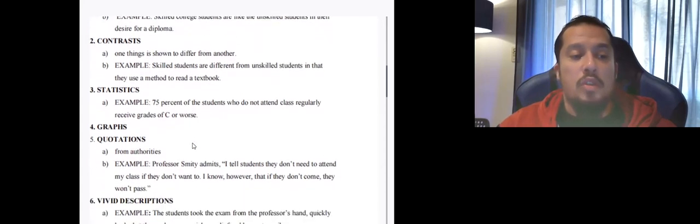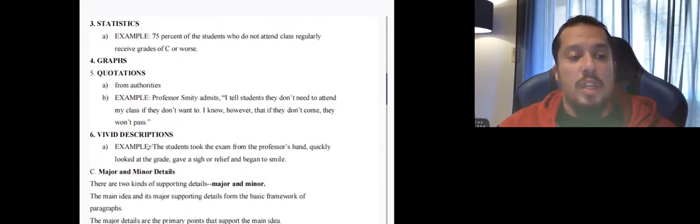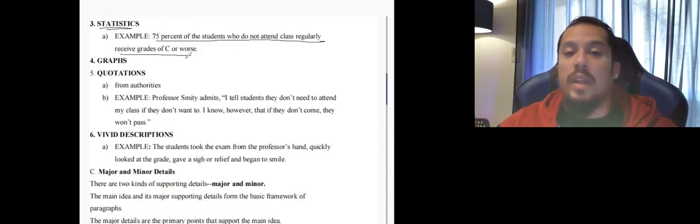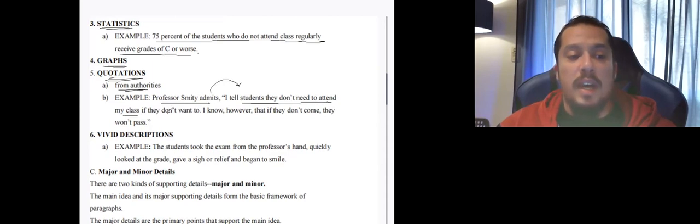Like we can use برضو statistics, we can use graphs, quotations for the descriptions. So statistics بيعمل ايه? Well, it supports using numbers. 75% of students who do not attend class receive grades of a C or worse. Graphs, well, as you saw in the digital SAT, there is graphs, right, very clearly support. Quotations, right, we need a quotation for support, right, from authorities. Example, Professor Smitty admits, I tell students they don't need to attend yada yada yada. So ممكن نستخدم quotation as a detail.